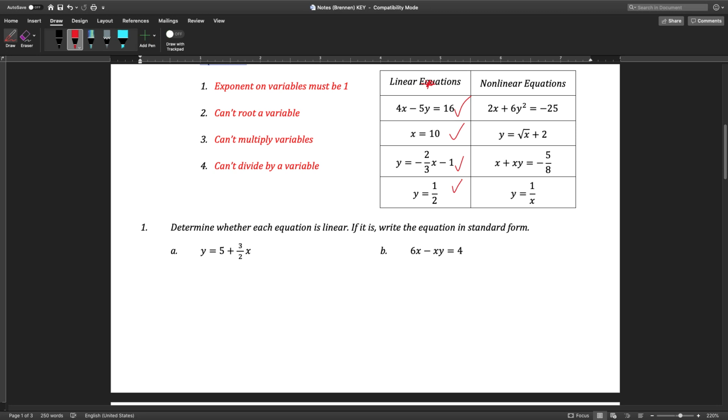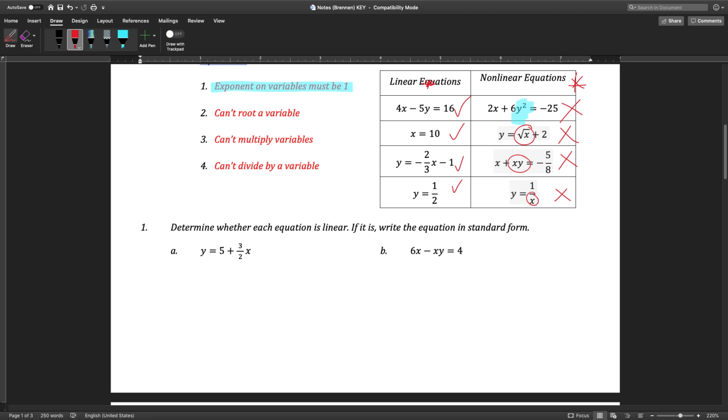Now, on our nonlinear equation side, this gives you an example of each rule. The exponent must be 1, but that's y to the second power, so that is not a linear equation. You can't root a variable is number 2. They take the square root of x, so that is not a linear equation. You can't multiply variables. They have x times y, so that is not a linear equation. And you can't divide by a variable. They divide by x, so that one also is not a linear equation.